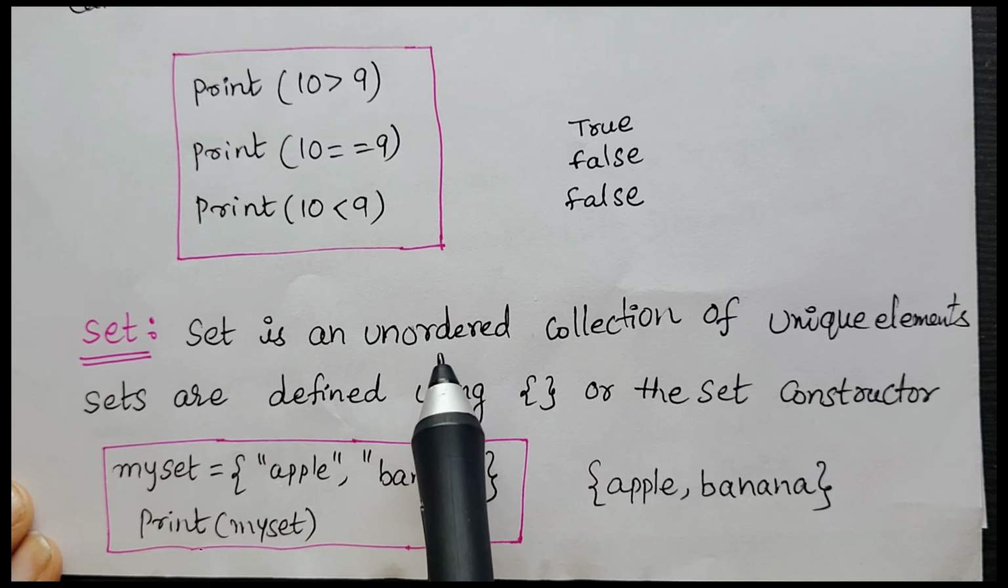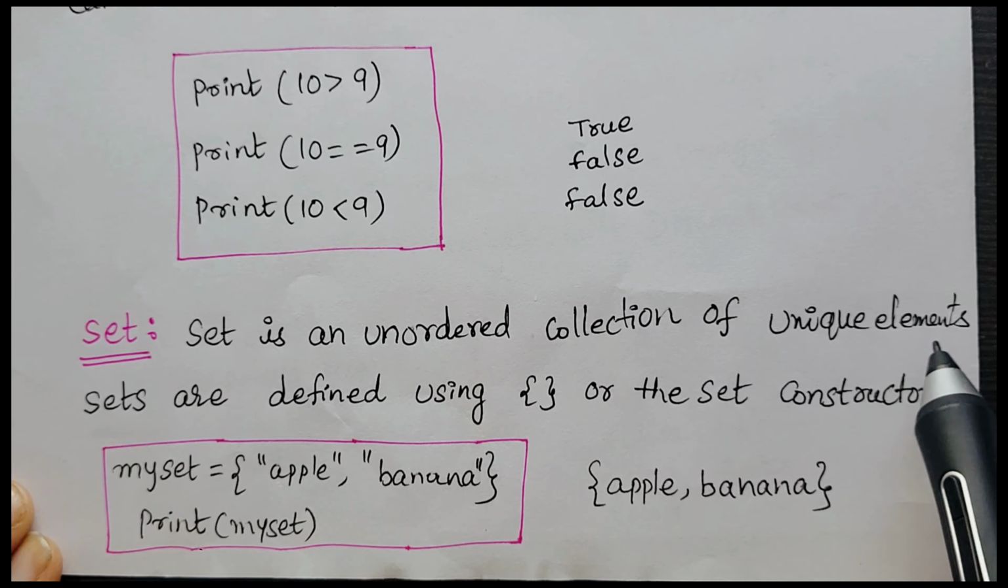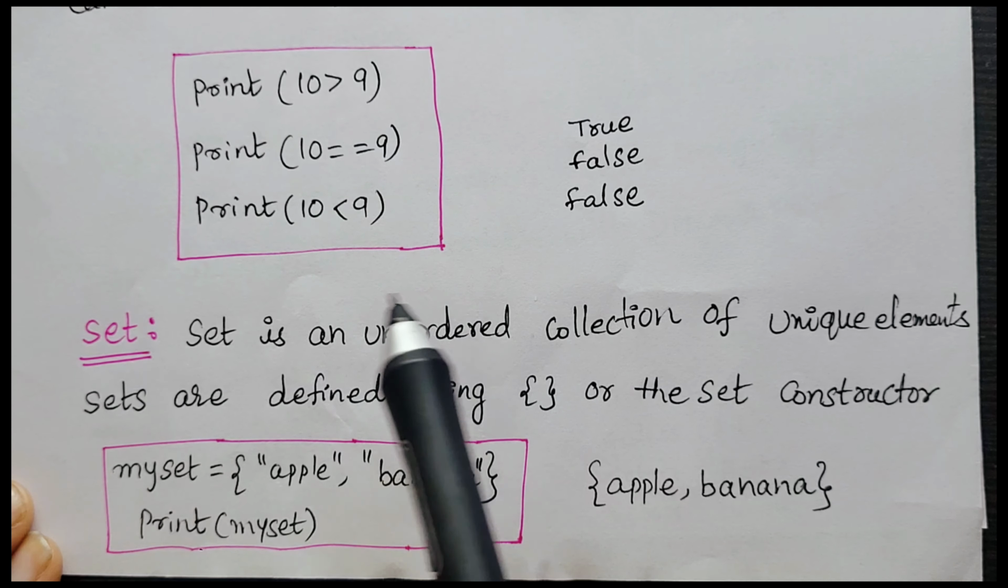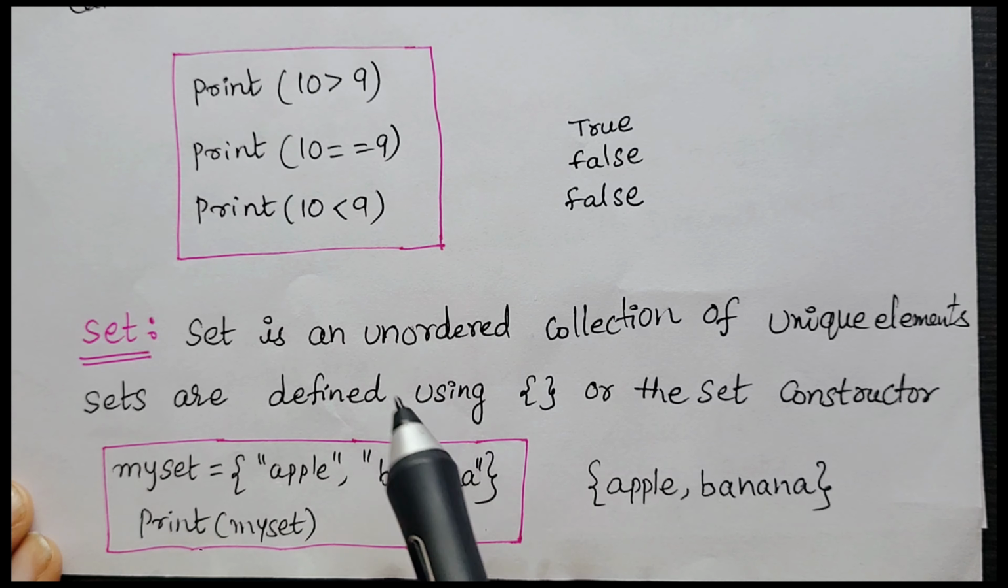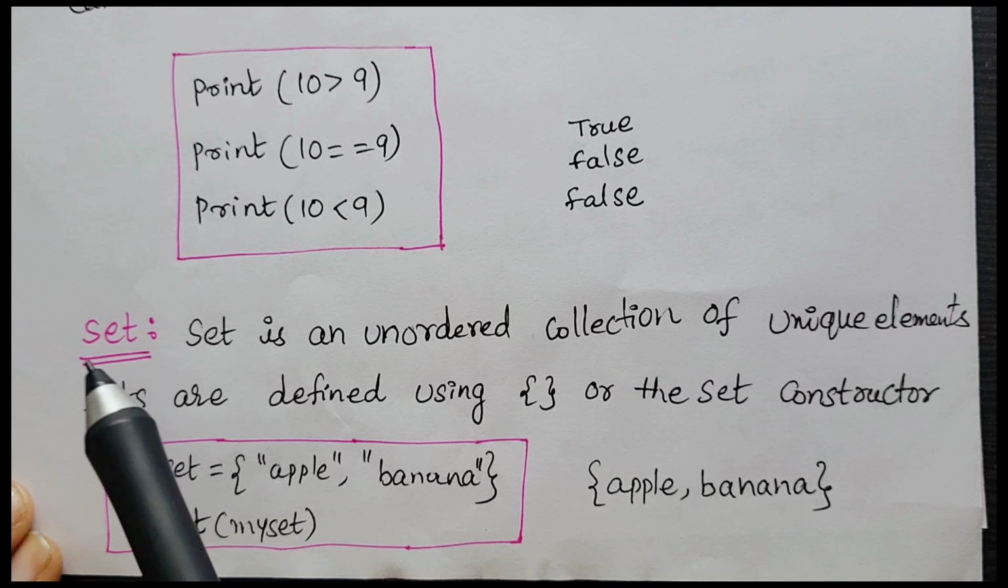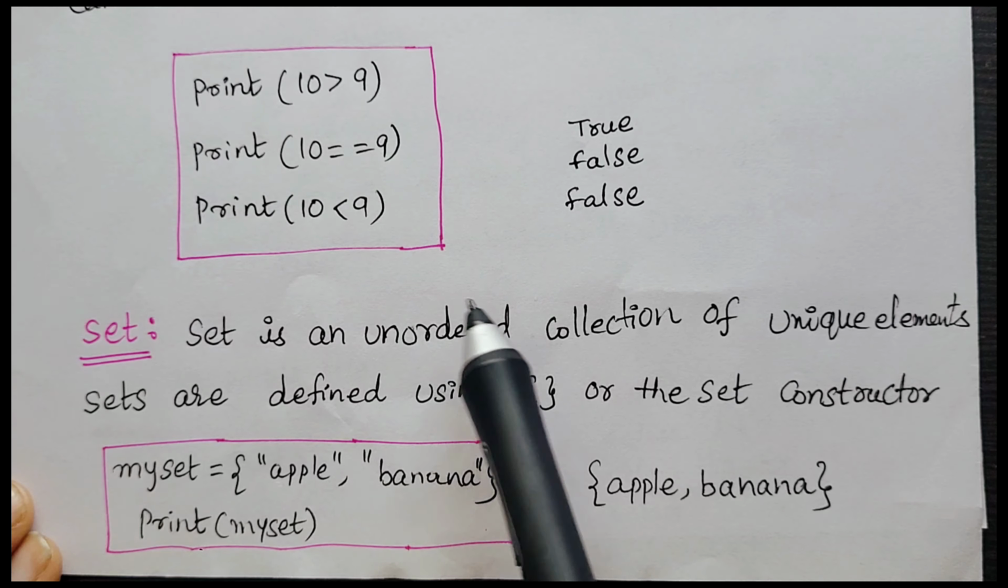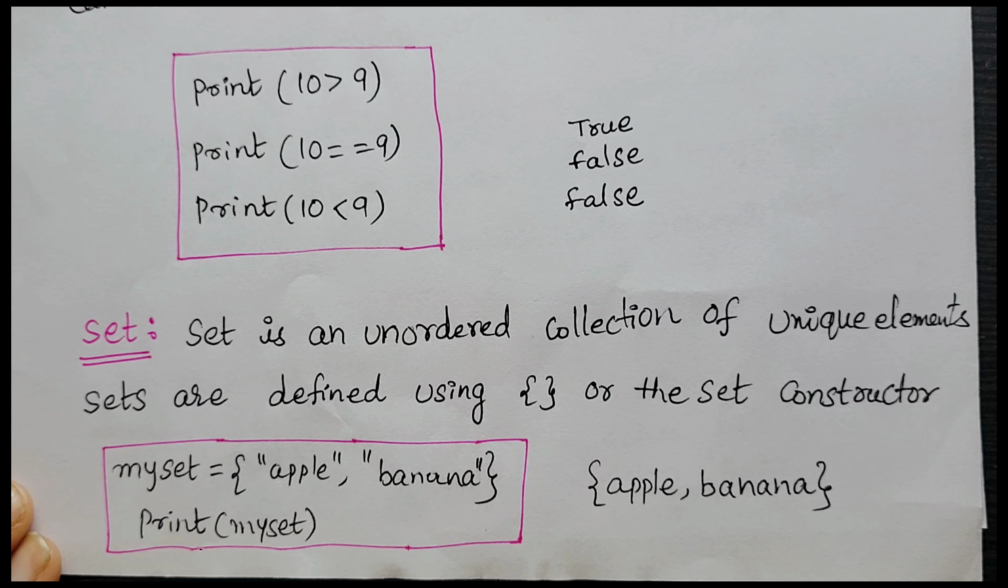Set is an unordered collection of unique elements. Unordered means the elements are not in any order. So we can give different values. This is called a set. It is not mandatory to give the order.